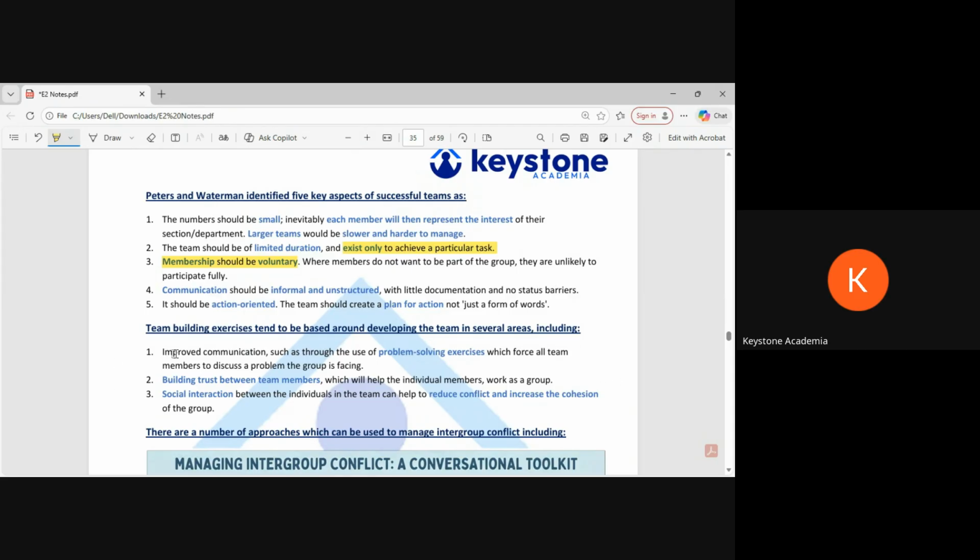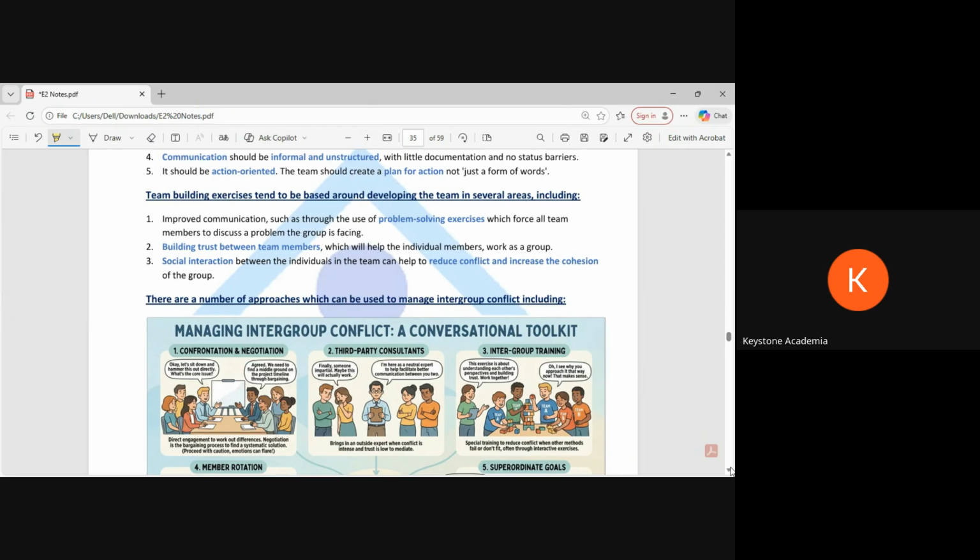Okay. Moving on, team building exercises tend to be based around developing the team in several areas, including problem solving exercises. A lot of time we see that they play games also. They do some outside work exercises to build trust between team members, and social interaction like travel.